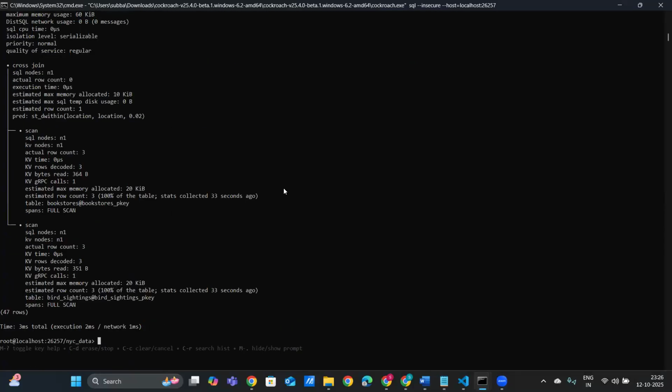As we get into the wrap-up, here are the key takeaways. Spatial SQL is expressive for proximity, distance, and zones. CockroachDB gives distributed scale and strong correctness.